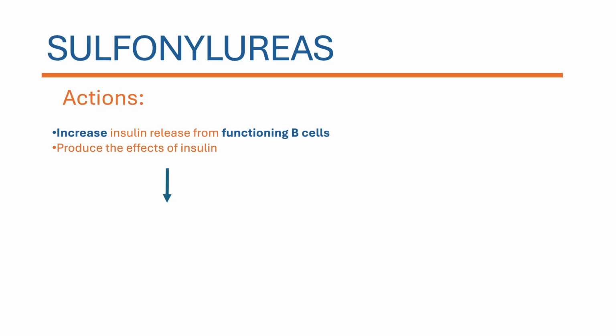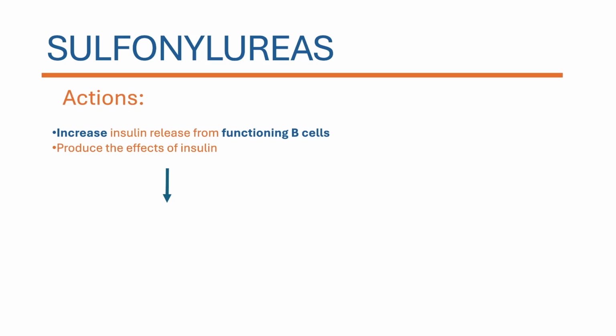Please remember the beta cells have to have some functioning activity for sulfonylureas to act. Sulfonylureas will increase insulin release only when the beta cells are functioning. At least 20 to 30% of the cells should be functioning. Only in such a case will the sulfonylureas release the insulin from the pancreatic beta cells, thereby producing an effect similar to that of insulin.